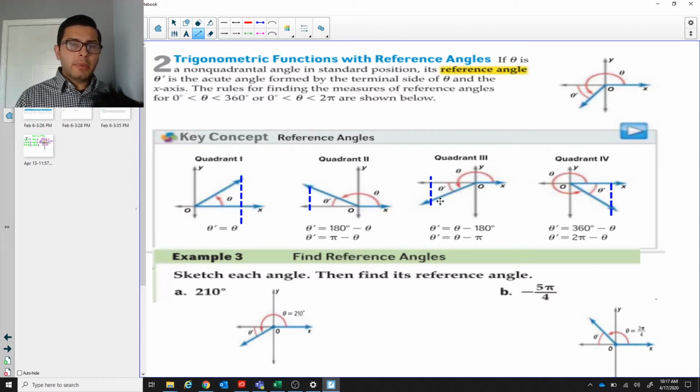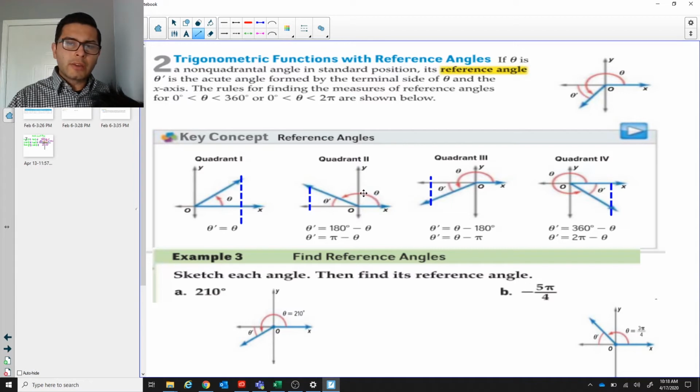Now, I say that, but there are formulas right here that you can think about using. So, for instance, this first angle in quadrant 1, that's just going to be the regular angle, and the reference angle is going to be the same. So whenever you're in quadrant 1, you can just think of, oh, that's the same as the regular angle. Now let's look at quadrant 2. What is different about this?